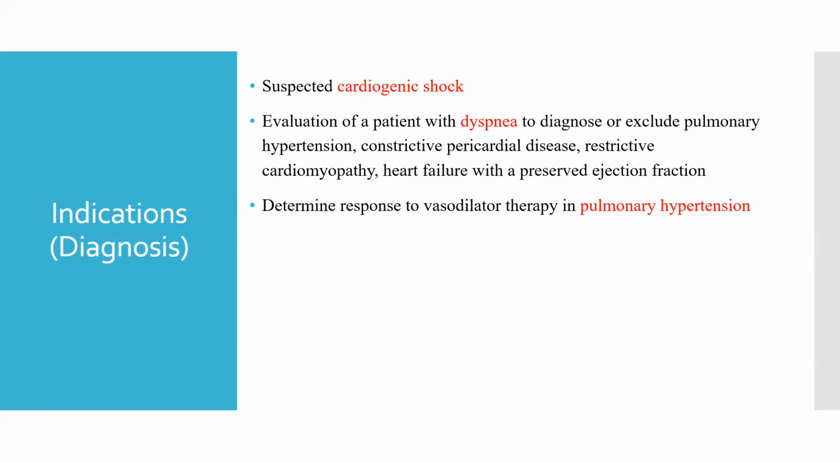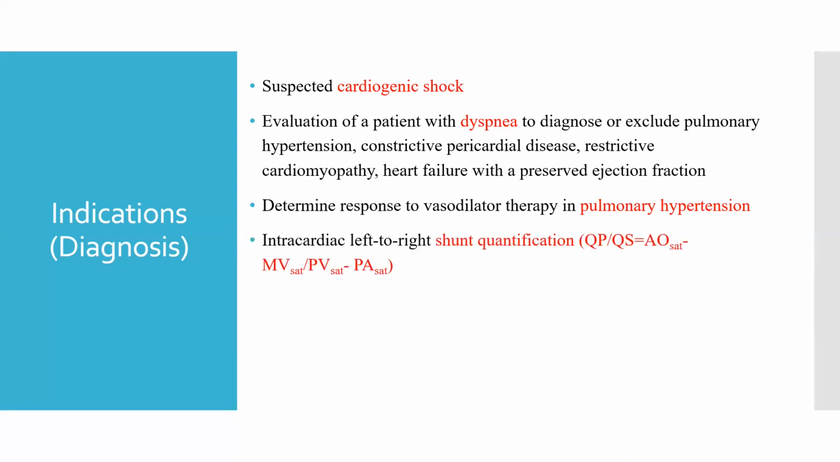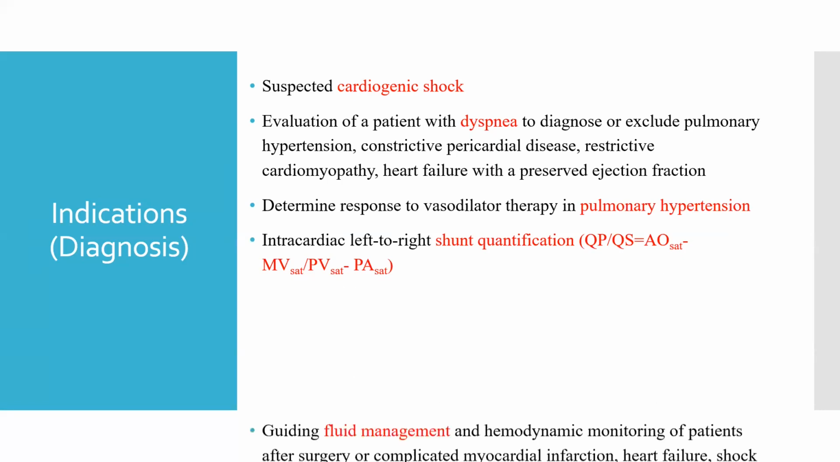Right heart catheterization is used to determine the response to vasodilator therapy in patients with PAH, pulmonary arterial hypertension. It can be used to evaluate intracardiac left-to-right shunts and to quantify the shunts by the commonly used equation. As we can see, Qp divided by Qs is equal to the aortic saturation minus mixed venous saturation, divided by pulmonary vein saturation minus pulmonary arterial saturation.